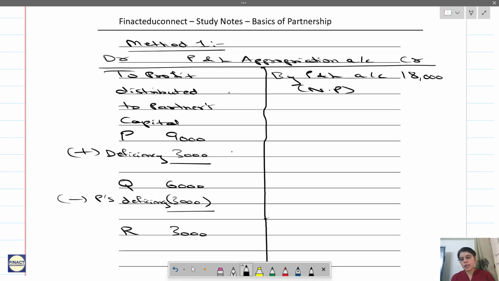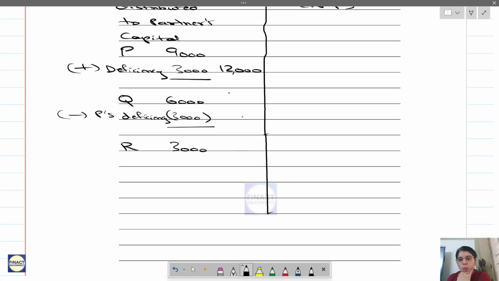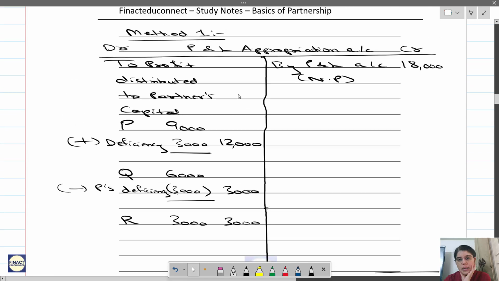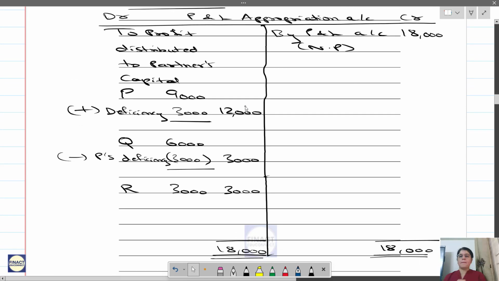So how much is the net result now? P will get 12,000, Q will get 3,000, and R has not given any guarantee to anyone, so R's profit remains the same. If you see the total over here, you get 12 plus 3, 18,000. So this is the adjustment in the profit and loss account. This is method 1. Did you understand this?